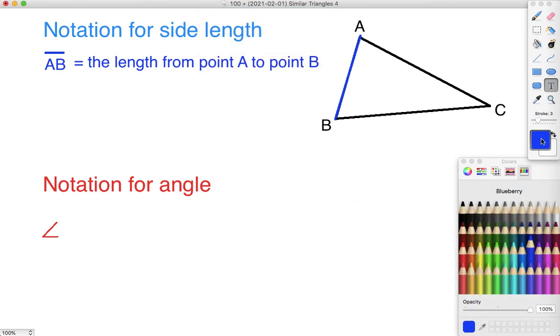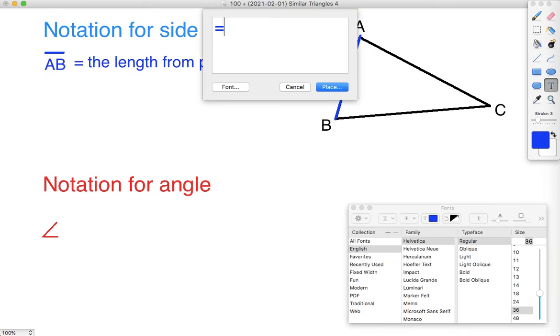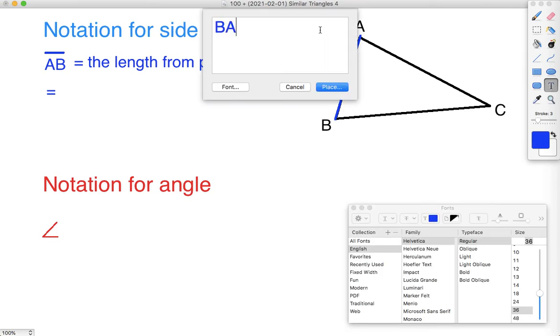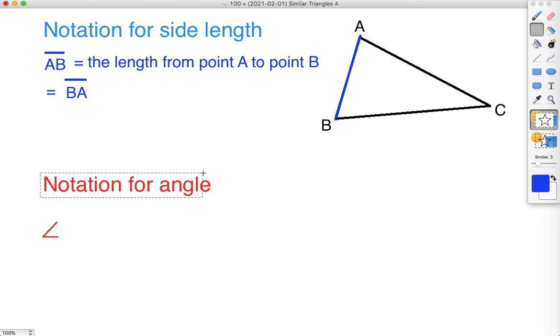And that is also equal to me doing BA, because the distance between A going to B and B going to A is the same. All right. Now, let's say that I wanted to talk about the angles. So an angle is the distance between one of these lines to another one of these lines.